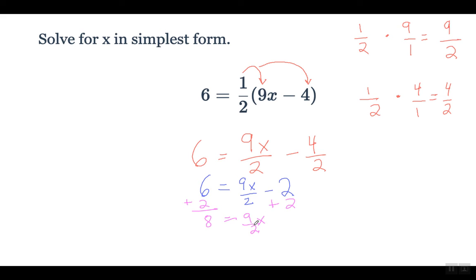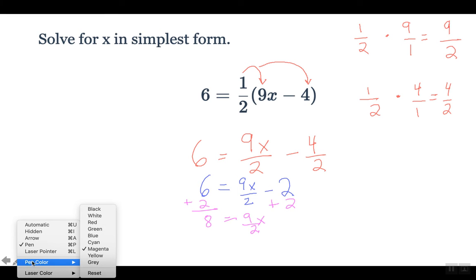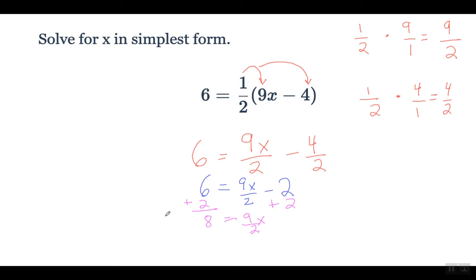Okay, now listen, to get rid of this fraction, all you got to do is multiply both sides by the reciprocal of that fraction. The reciprocal means to flip it upside down so that the bottom number is on the top and the top number is on the bottom. So I'm going to multiply both sides by the reciprocal.